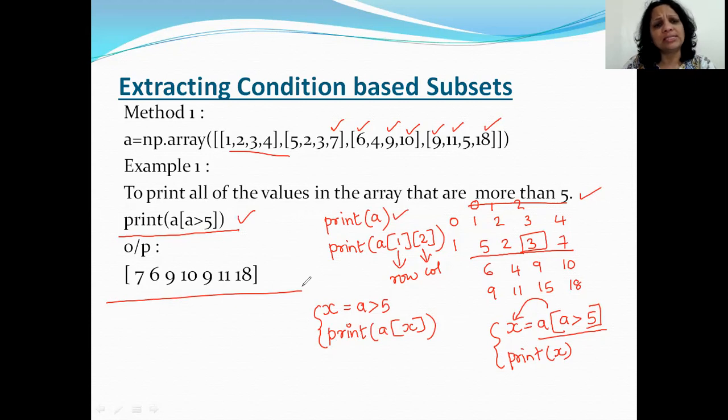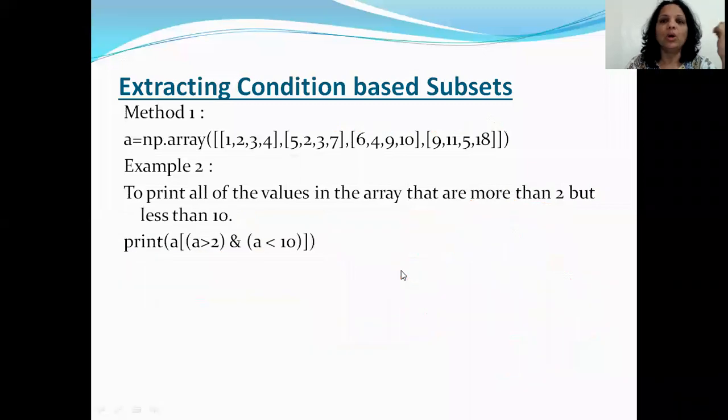Now, if you look at this example, there is only one single condition. What if you have more than one condition? I'll take you to that as well. Let's move on. Now look at this question. It's the same array. It says the elements have to be more than 2, but at the same time, they have to be less than 10. That means I need to specify two conditions. One is that the element has to be more than 2, but at the same time, it has to be less than 10. So I have two conditions to be joined together.